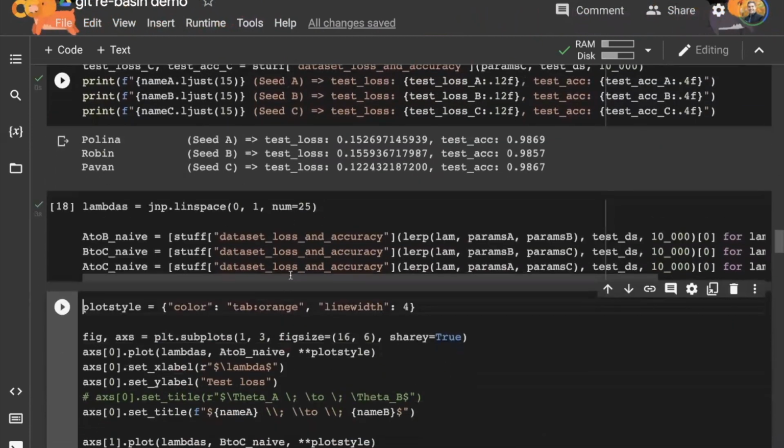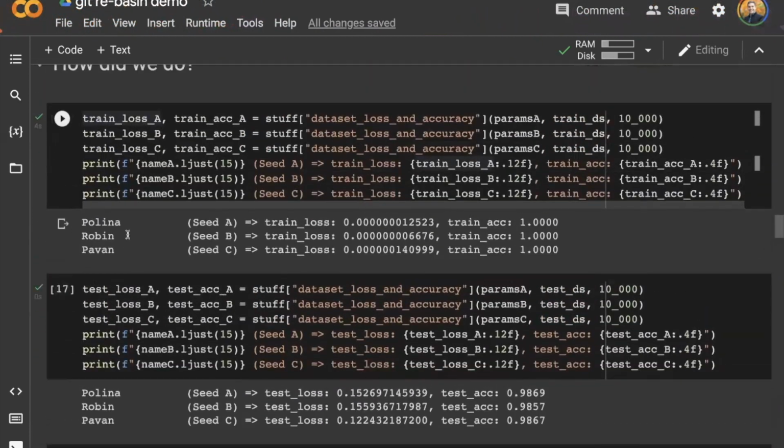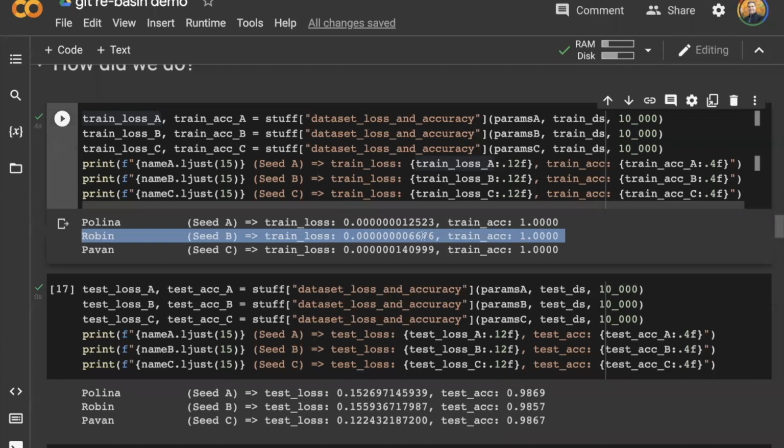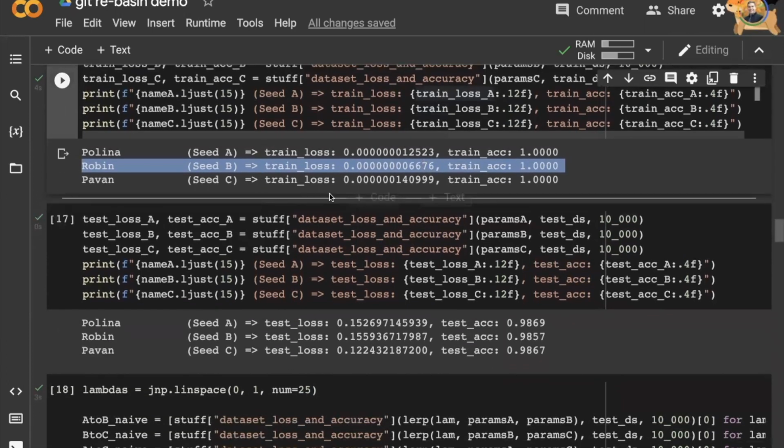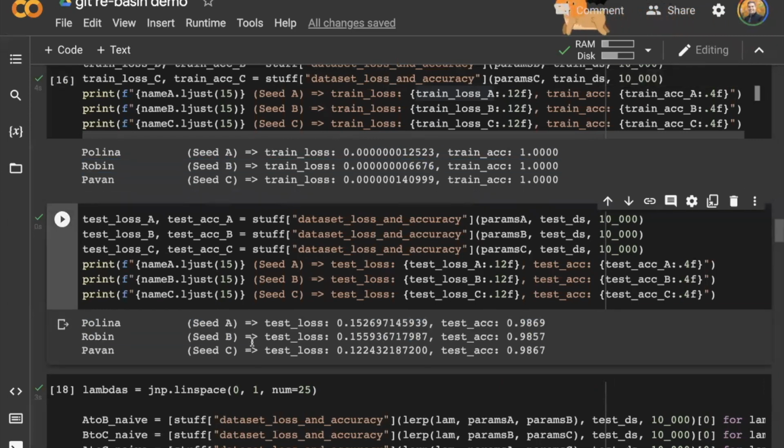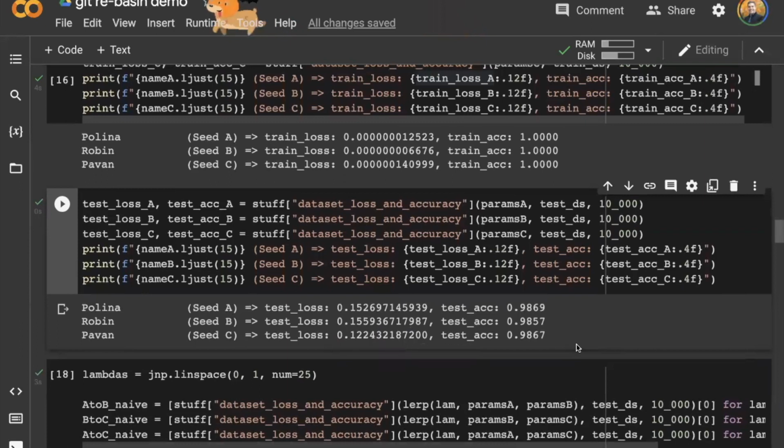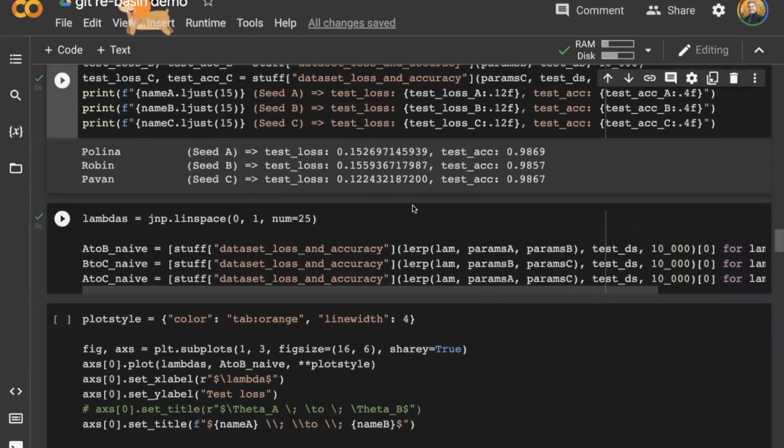Okay, all right, so Polina, Robin, and Pavan, we have your models. Here are your results. Okay, looks good. Here's the train loss, train accuracy, and the same thing on test. Let's see. Oh, it looks like Pavan, you snuck out the win here in terms of the seed lottery.